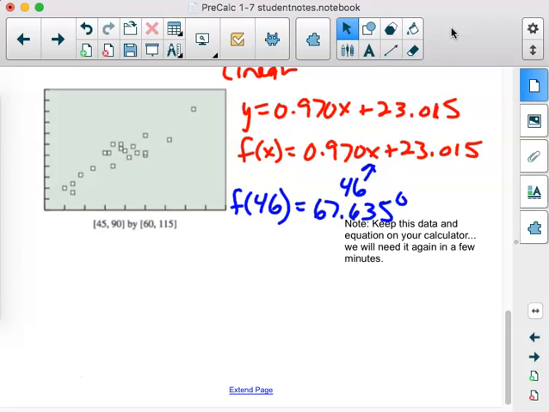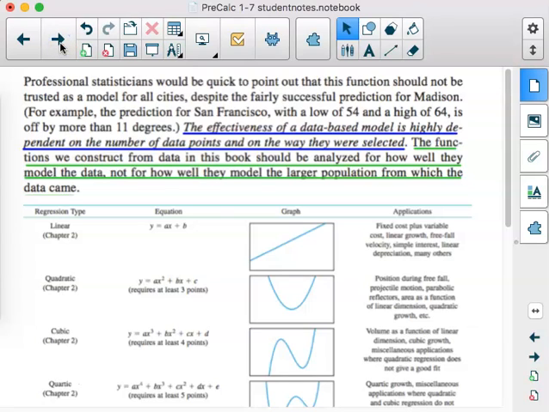Now, like it says, keep this data and equation in your calculator. You'll need it again. That's because it says professional statisticians would be quick to point out that this function should not be trusted as a model for all cities, despite the fairly successful prediction for Madison, Wisconsin. For example, the prediction for San Francisco, with a low of 54 and a high of 64, is off by more than 11 degrees. The effectiveness of a database model is highly dependent on the number of data points and on the way they were selected.